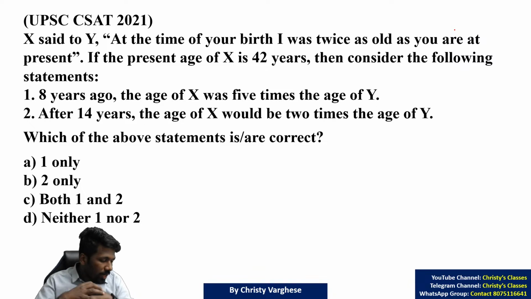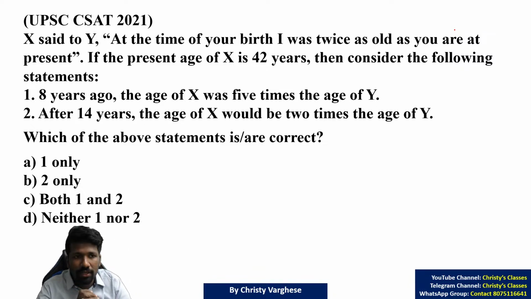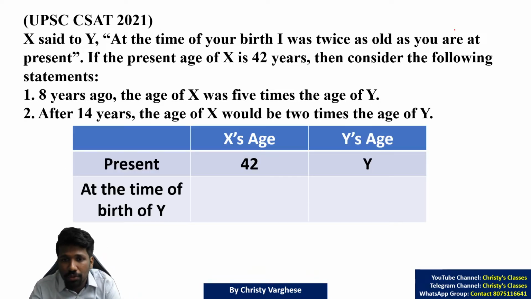Okay, some of you got an answer, so I'll start explaining. Listen carefully. X said to Y, at the time of your birth, I was twice as old as you are at present. That looks like a difficult sentence, so let us break it down. That is the most important thing. When the sentence is difficult, break it down into simpler parts. Before that, the next sentence is: the present age of X is 42 years. So let us start from that.